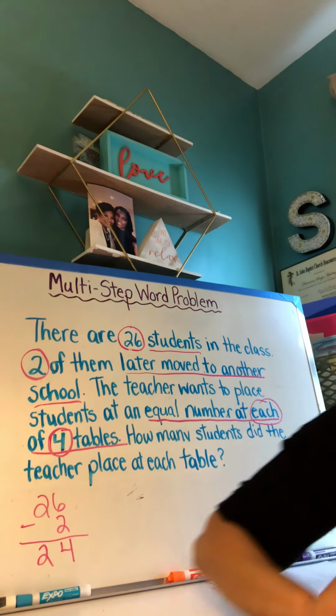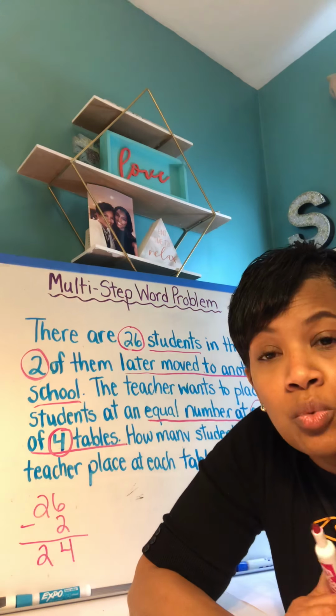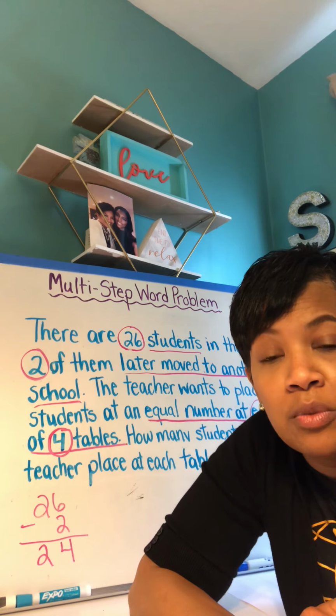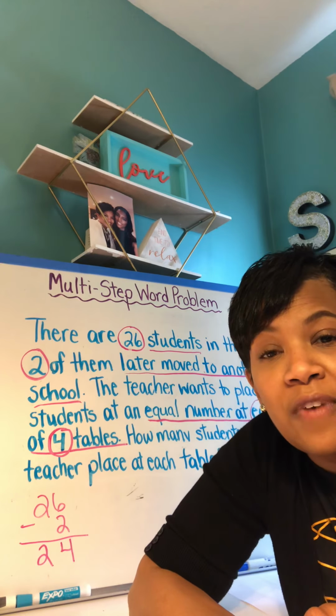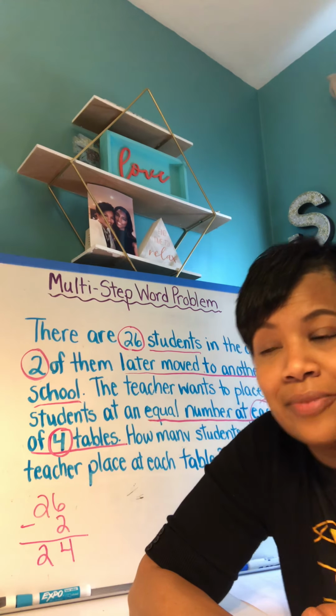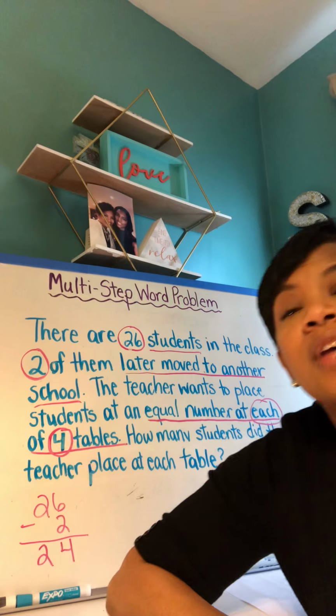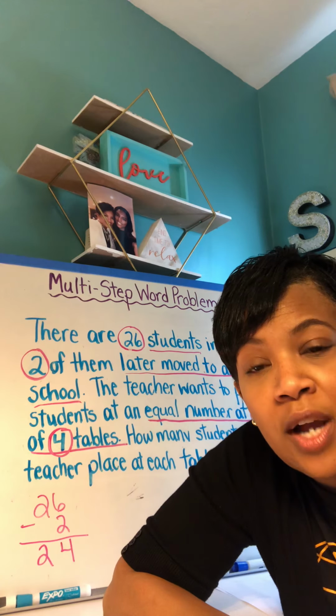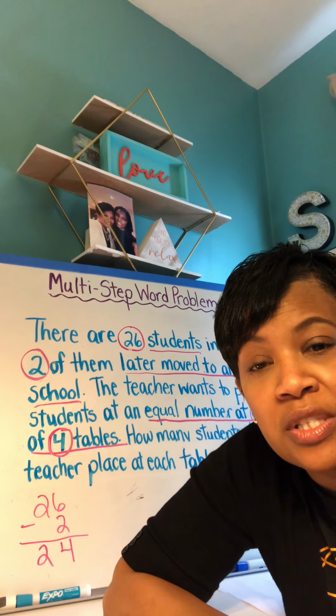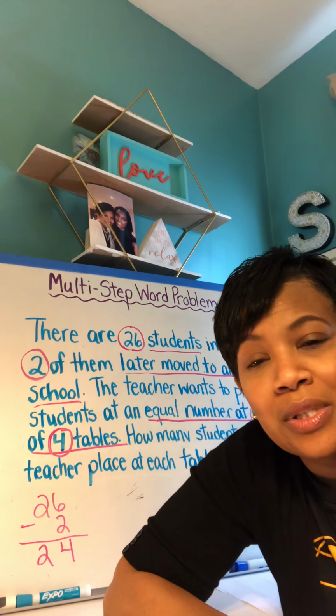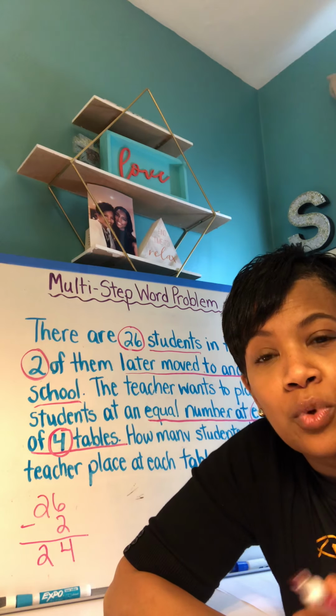We know that when we're looking at the word each, we can do one of 2 operations. We could multiply or we could divide. What do you think makes sense there? Well, if you said to divide, you are correct because she's taking her 24 students and she wants to put them equally at each of the 4 tables.